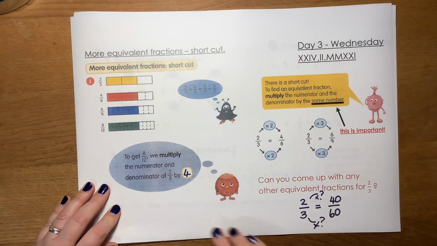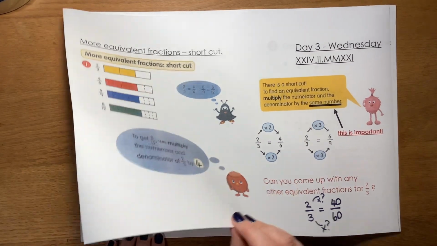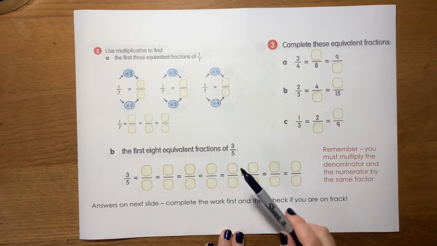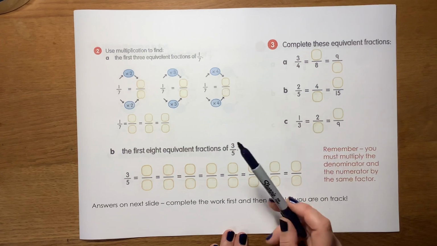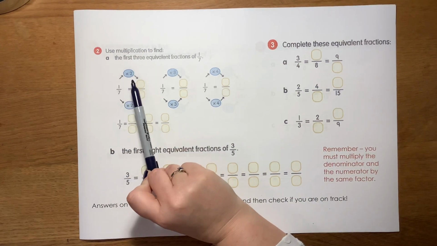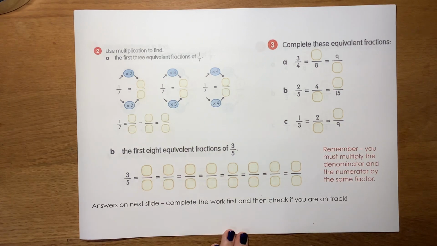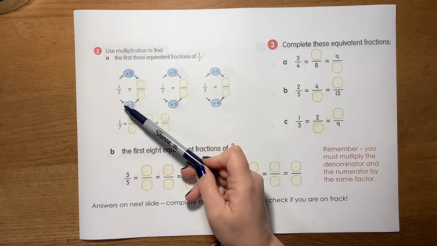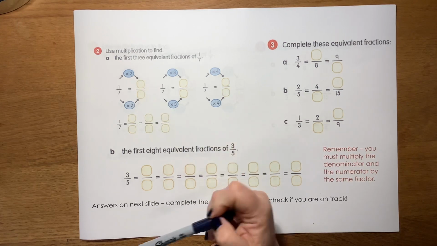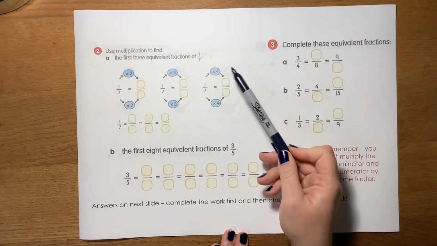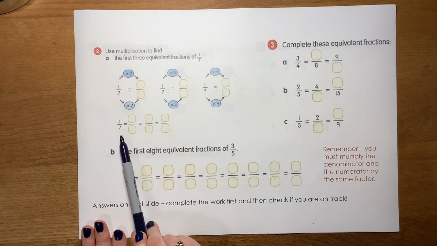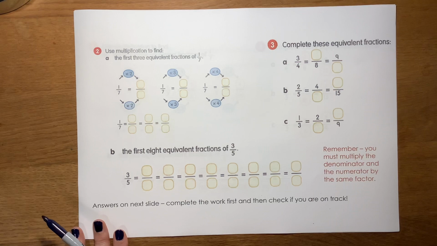Have a go at coming up with some other equivalent fractions for 2/3. And then I'd like you to pause the video in a second and try these questions. Using multiplication, find the first 3 equivalent fractions of 1/7. So you've got 1/7 here. You've got to multiply the numerator and the denominator by 2 to find out the equivalent fraction, and by 3 and by 4. And then you're going to write each of these answers in a number sentence to show the 3 other fractions that 1/7 is equivalent to, and so on.